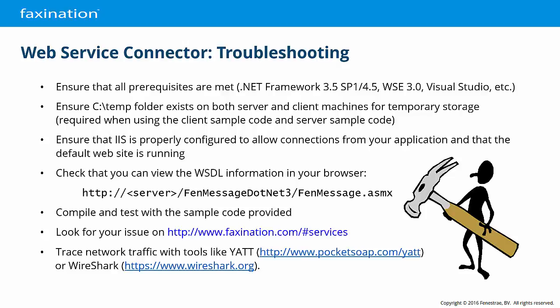Check that you can view the WSDL information in your browser. By default, this is the Faxination server name/finmessage.net3/finmessage.asmx. If you've created your own web service application from scratch, compile and test with the sample code provided. Look for your issue on our support site, and trace network traffic with tools like YAT or Wireshark.